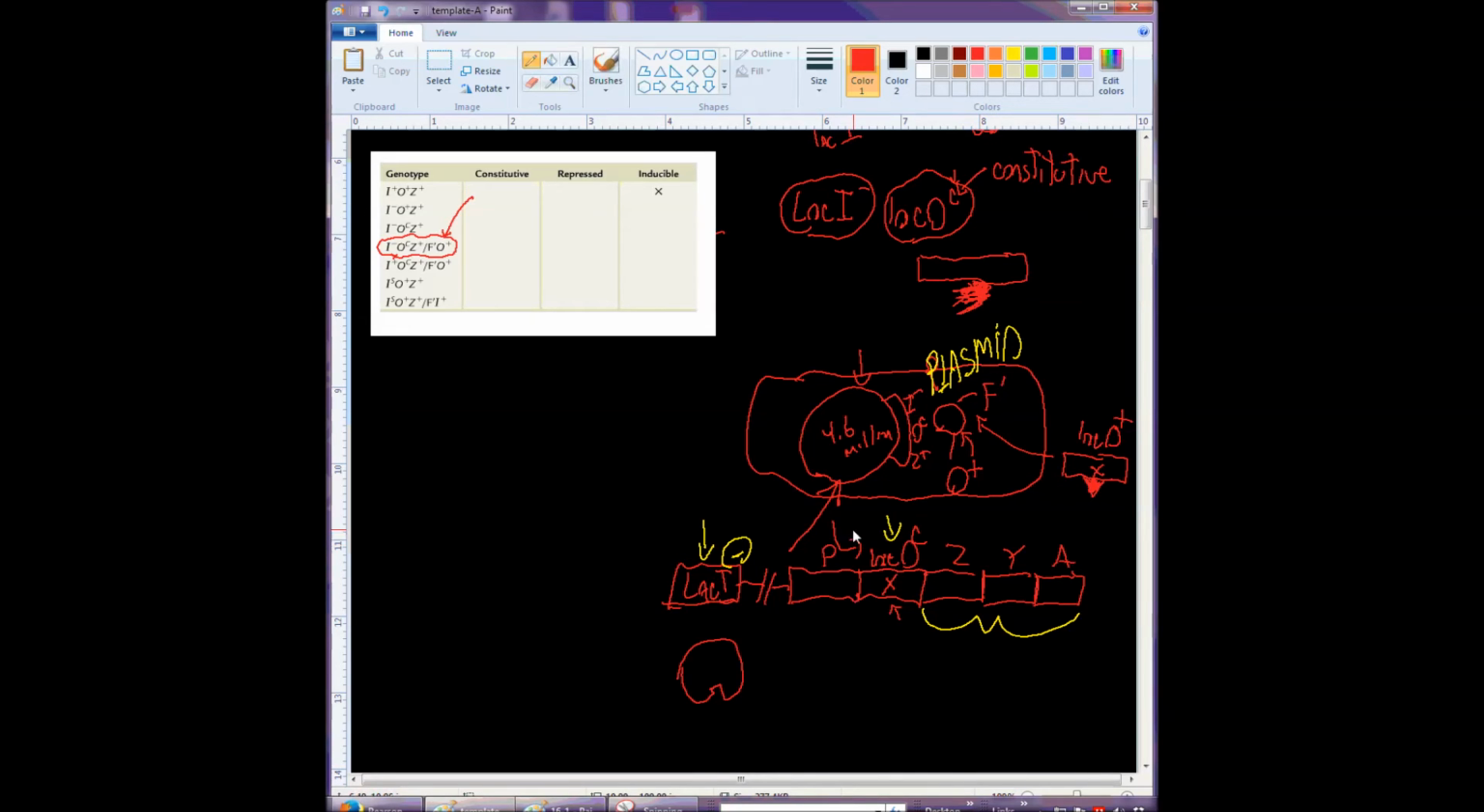There's nothing to stop RNA polymerase from binding at the normal location and expressing these structural genes Z, Y, and A. This copy of LAC-O on the plasmid has no effect on the constitutive phenotype. It's just hanging out there on the plasmid, doing nothing. It's useless. So we're going to put constitutive for this one.